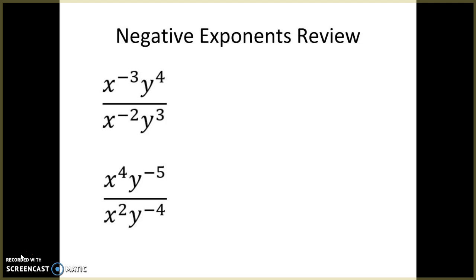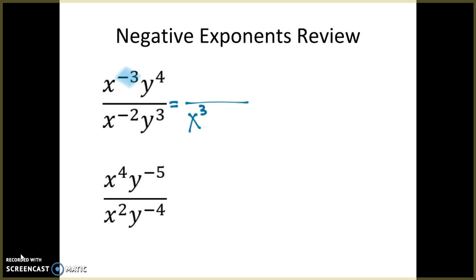Before we can do that, we have to take care of the negative exponents. So I have x to the negative third power times y to the fourth power, and then we also have x to the negative second power times y cubed. And before we can expand this out and eliminate our x's and our y's, the exponents must be positive. So when we rewrite this, the x to the negative third power is going to be moved to the denominator so that the exponent can be positive.